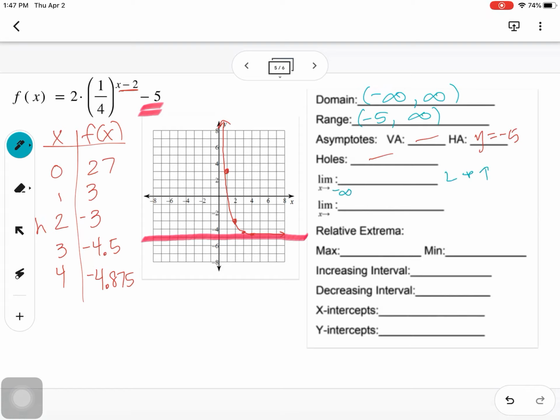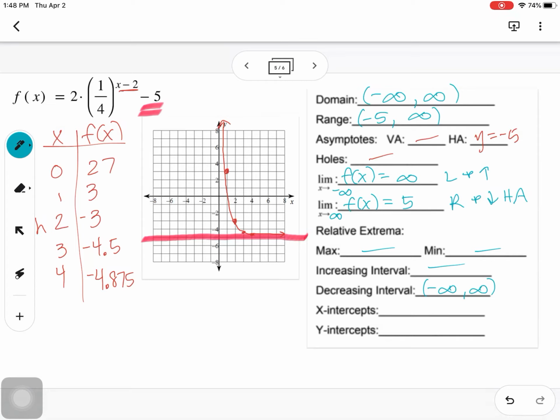As we go to the left, my graph is shooting up because it is a decay function, so it's going up to the left and down to the right. So my function is going to infinity. If we go to the right, it's going down, but it's going to stop at that horizontal asymptote. So f of x is approaching your negative 5 value. Here it doesn't turn around or do anything dramatic. This function is only decreasing.